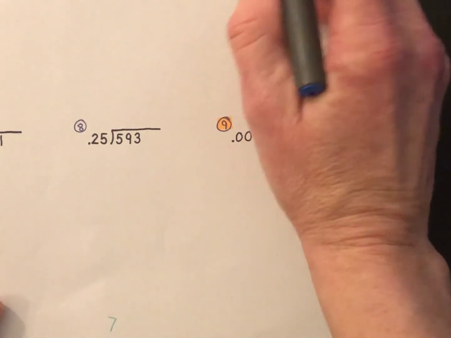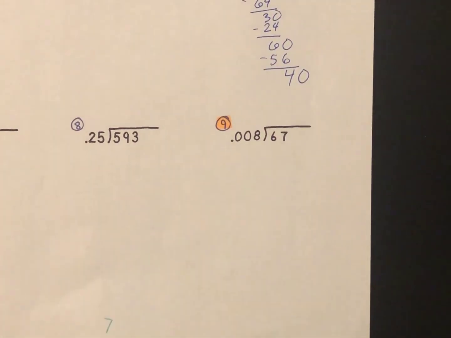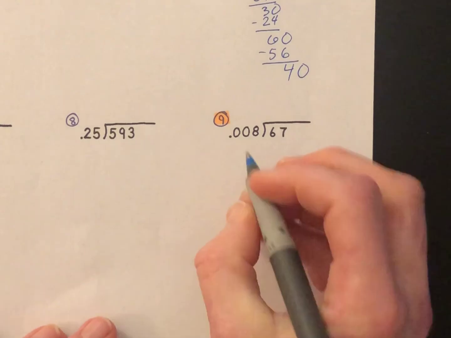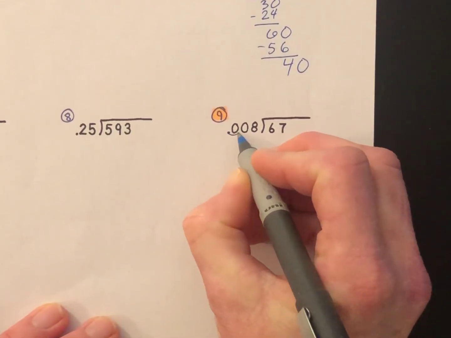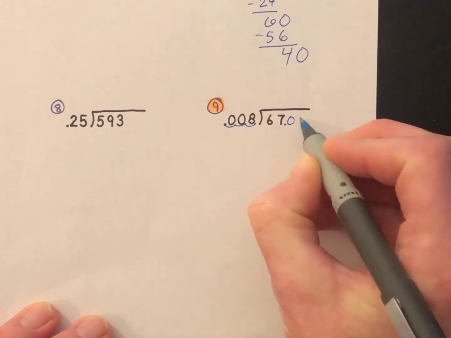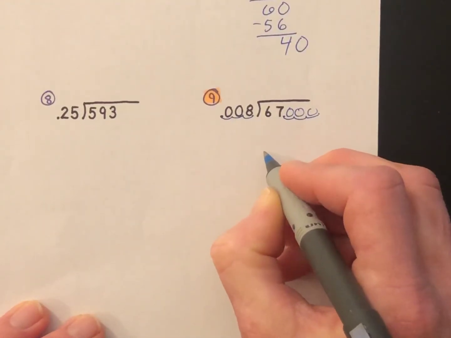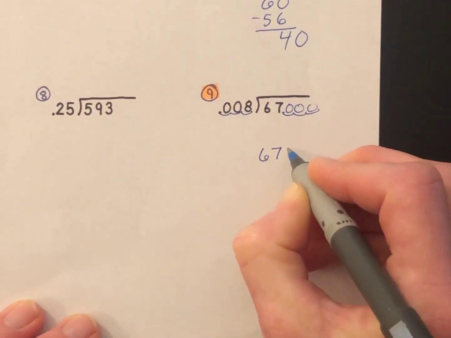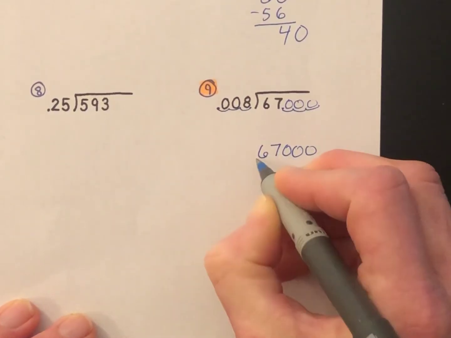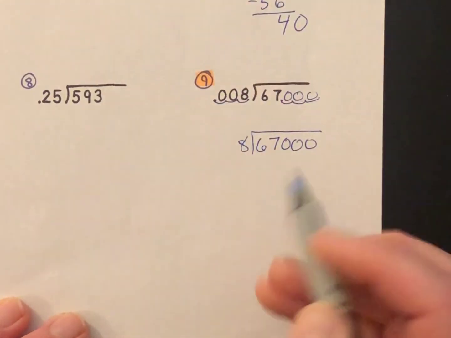67 divided by 8/10, divided by 8/100, and divided by 8/1,000. No wonder. So this one I'm moving the decimal over 3 places. 1, 2, 3. So if my decimal starts here, it's going to be 1, 2, 3. So that gives me 67,000 divided by 8. I bet it's going to be that times 10.